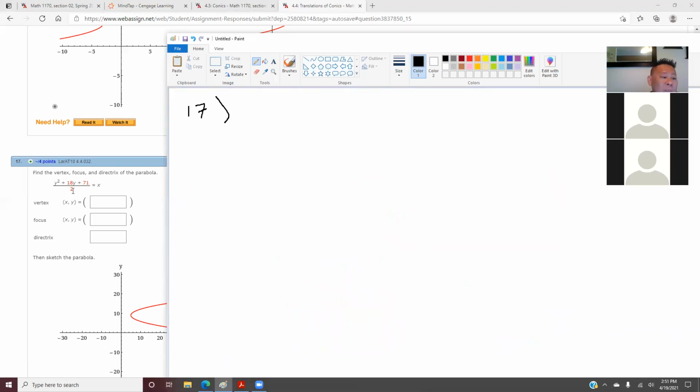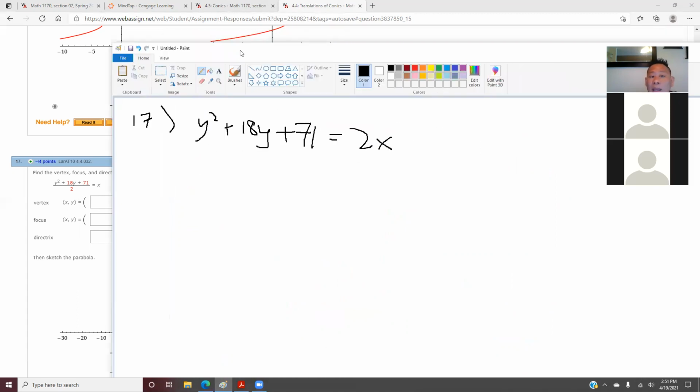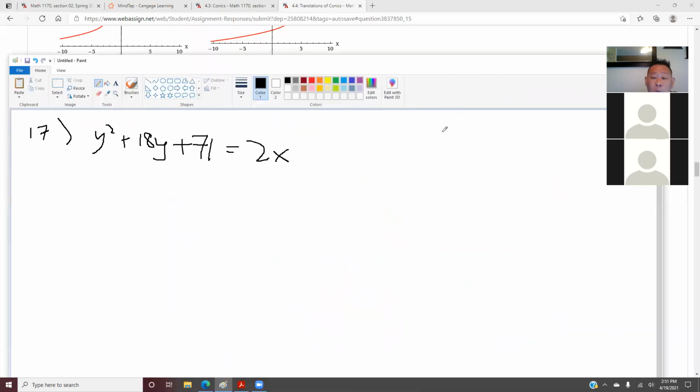So I'm going to multiply the 2 up there, so it has no fraction. So it's y squared plus 18y plus 71 equals 2x. I just moved that 2 over there to make it nicer. So again, if you remember, you're completing the square.